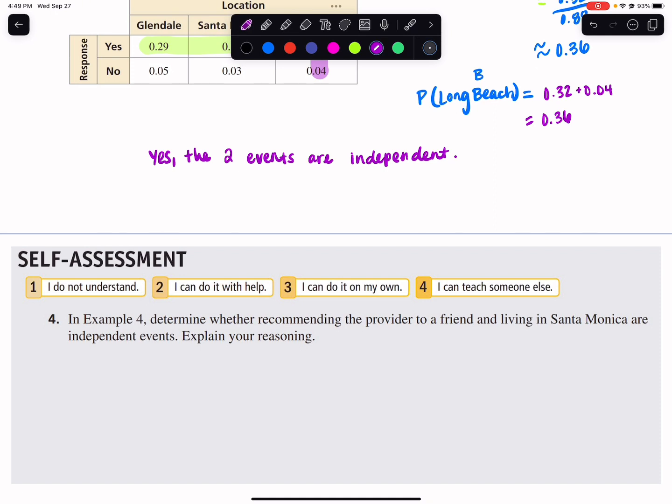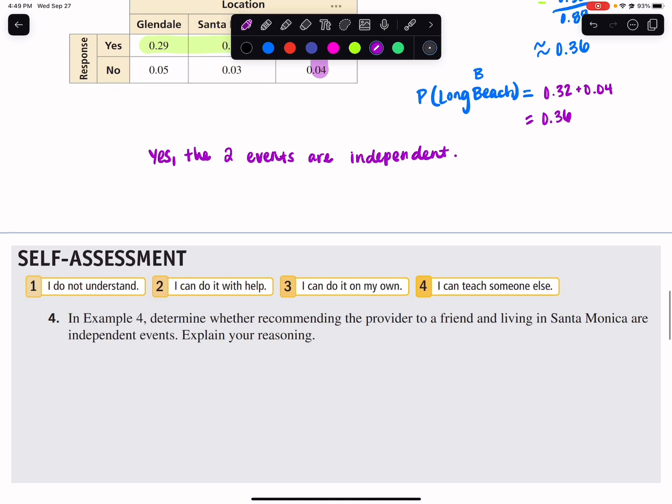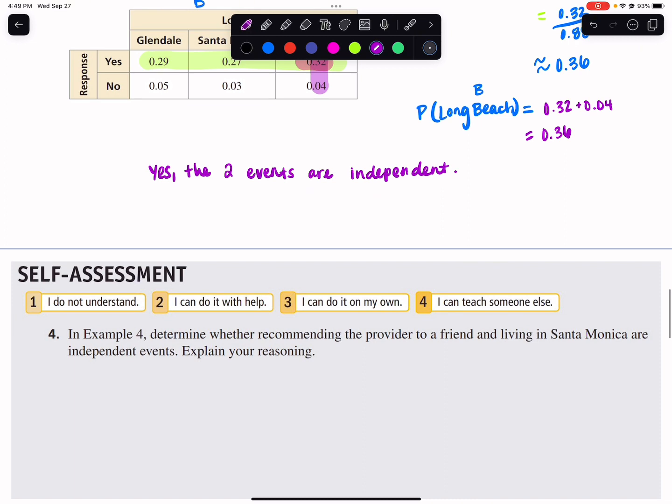All right, you should have worked on number 4. So we've got to determine whether recommending the provider to a friend, A, and living in Santa Monica, B, are independent. So we're going to again find probability of B given A. Does that match probability of B?